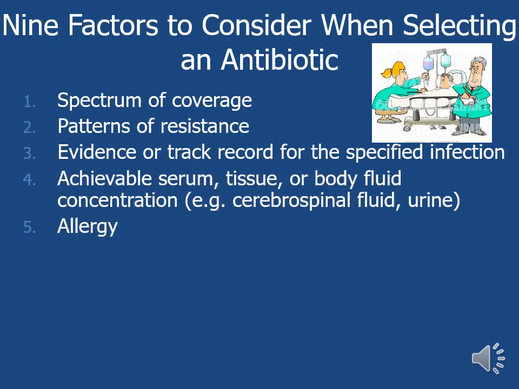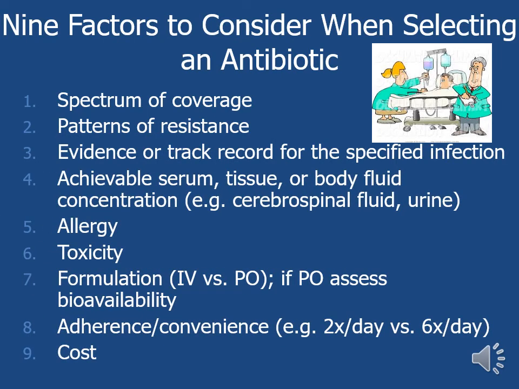Nine factors to consider when selecting an antibiotic: the spectrum of coverage, pattern of resistance, evidence or track record for a specified infection, achievable sampling, serum, tissue, or body fluid, for example CSF or urine, allergy to the antibiotic, toxicity, formulation IV or oral, and adherence and convenience. For example, we have to dose it 2 times per day or 3 times per day, and not 6 times per day. And also the cost of the antibiotic.